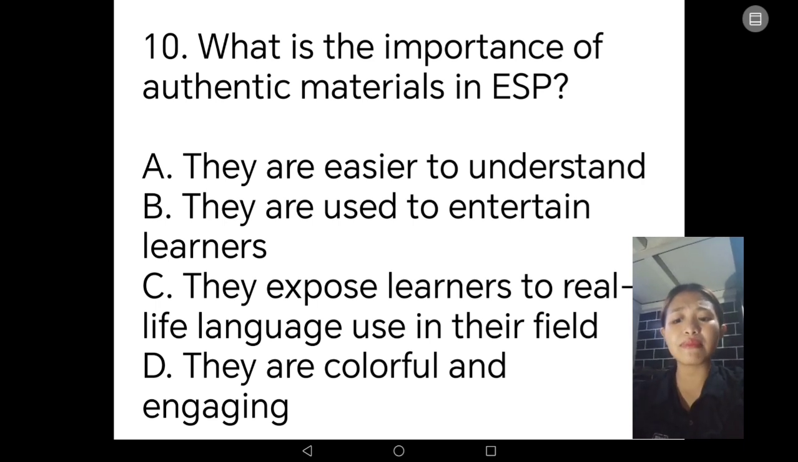And B, entertainment is not the main goal of ESP, obviously. And the last letter, visual appeal may help, but relevance is the key. So it's not about the visuals and the entertainment purposes, and we could not say that ESP is easy to understand. Therefore, those choices A, B, and D are not the correct answers.